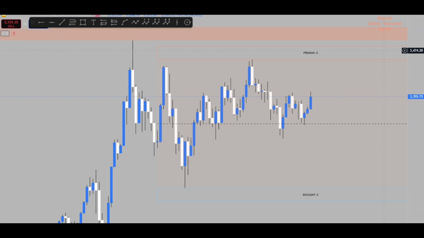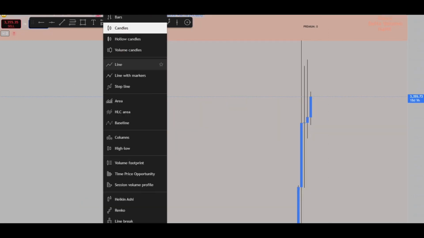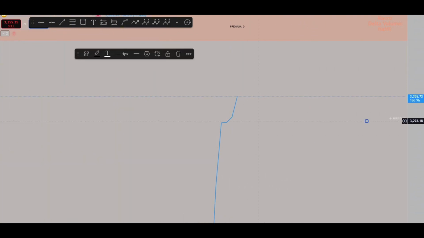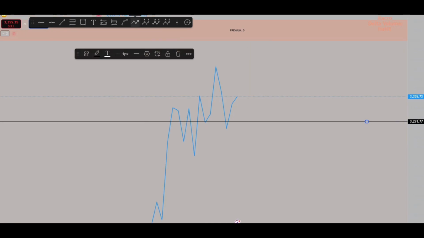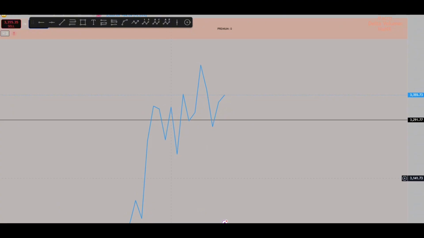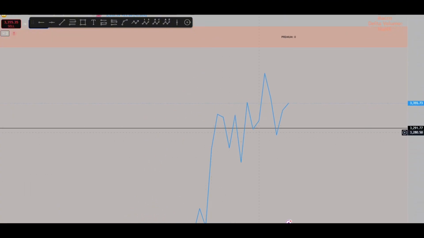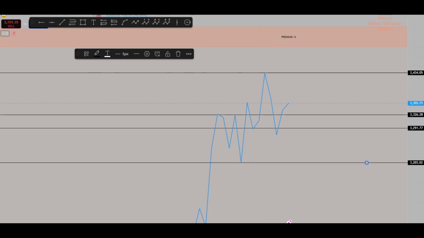Analyze for gold candles. We change it to the line. Here there is nothing more special, which I can mark like that. However, there is nothing more special, so I will go to the 1 week chart. This one can be here. Another one we can place here.